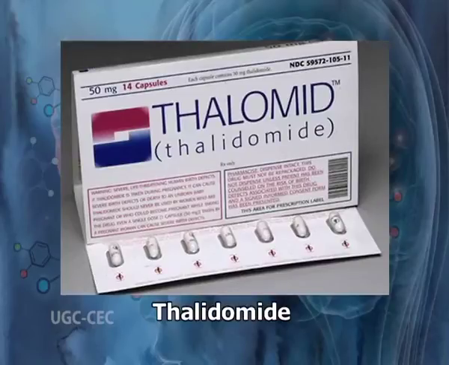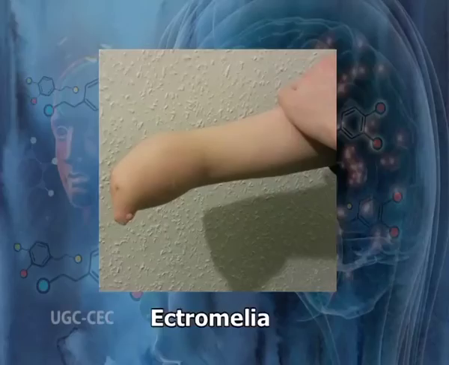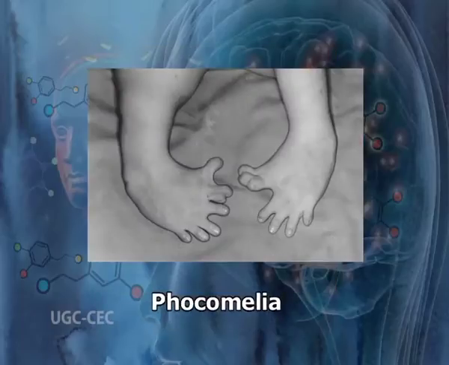action of anti-anxiety drugs. Thalidomide is also a tranquilizer which was taken by pregnant mothers but was reported to be teratogenic, producing congenital malformations in babies such as ectromelia or phocomelia.